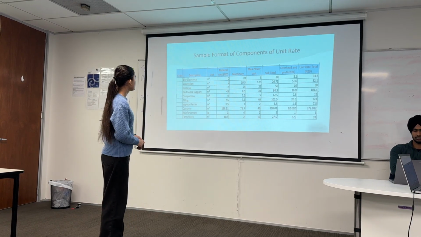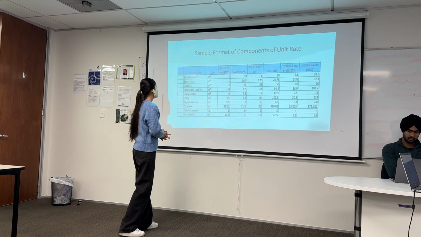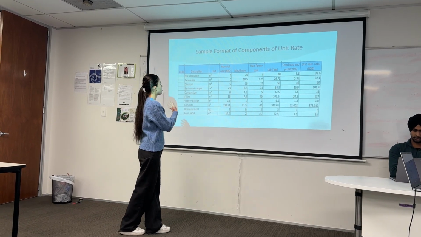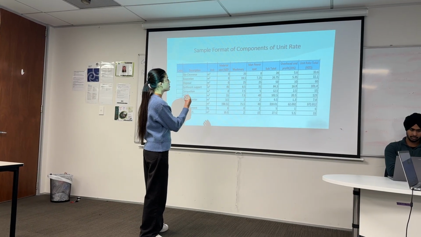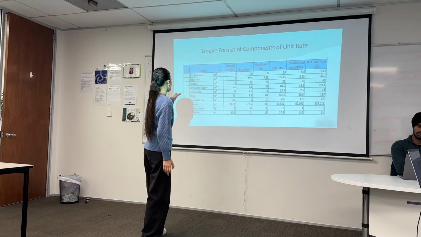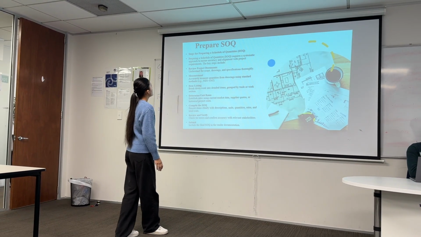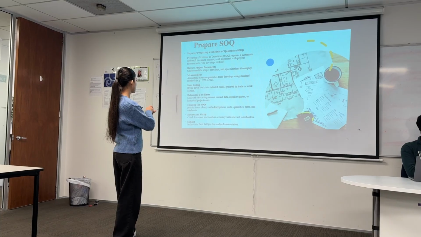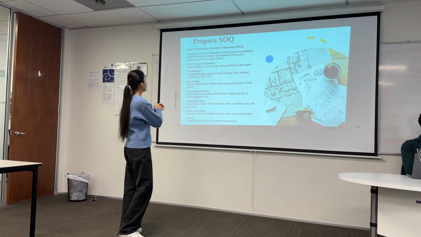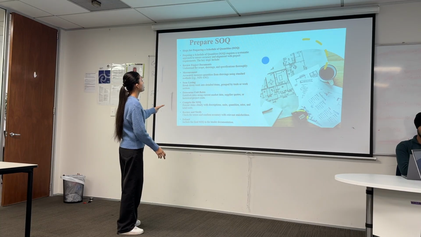construction. Here is the sample format of components of unit rate: code, description, unit, material cost, machinery, manpower, subtotal, overhead, and profit, and unit rate totals. And here are the calculation of that one. And here's the SOQ, how to prepare the SOQ. Here are the steps of how to prepare the SOQ.